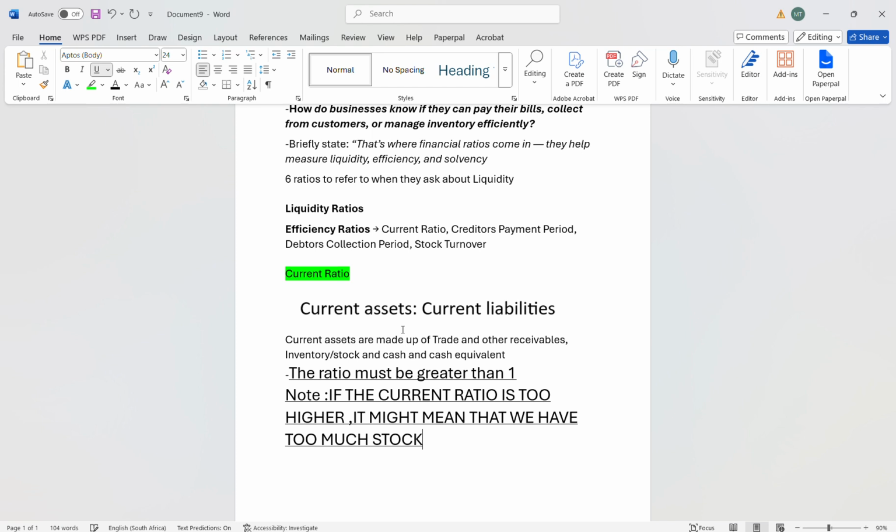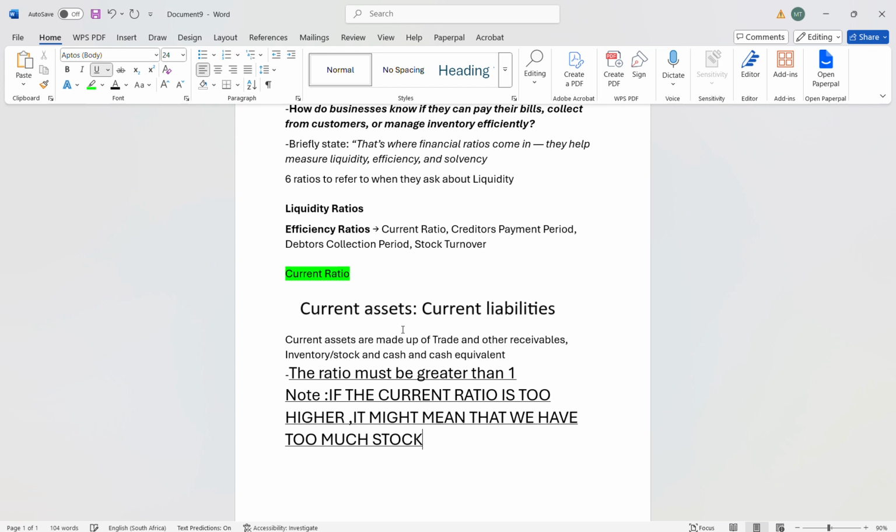By that I meant liquidity. I was explaining the concept of liquidity. You are liquid, you can pay your debts. So the formula for the current ratio is given by current assets is to current liabilities.